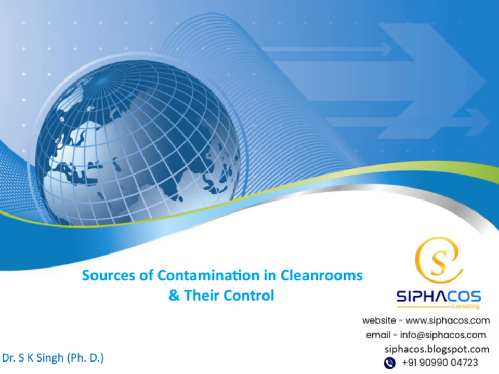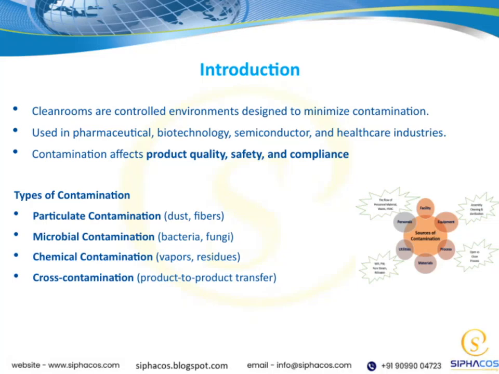Let's get started. Now, let's take a closer look at the different types of contamination that we need to be aware of in cleanroom environments. First, we have particulate contamination, which includes dust and fibers. These tiny particles can easily become airborne or settle on surfaces, potentially compromising product quality.